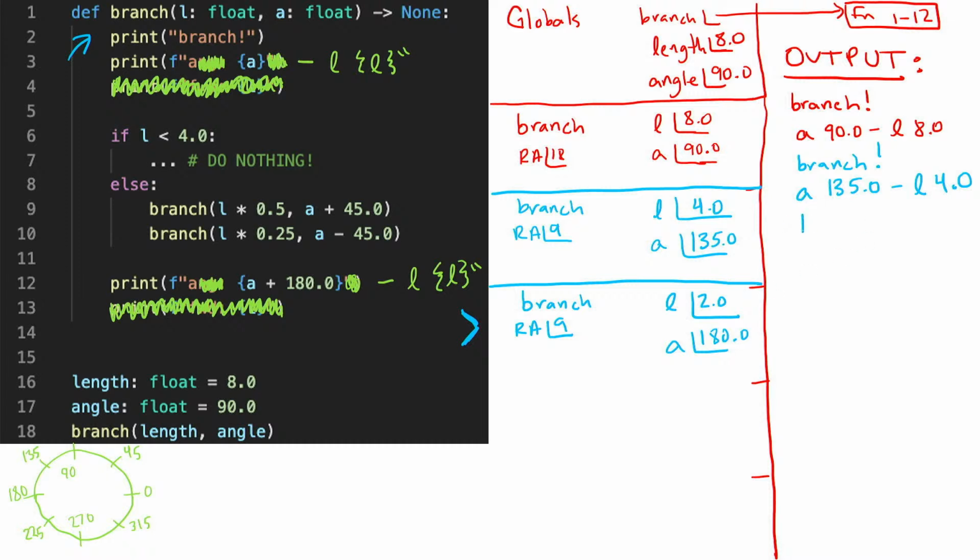We print branch again. A, in this case, is 180, and L is 2.0. All right, that's the second print line that happens. And here we finally, in this call, reach a base case. And in this base case, L less than 4, well, the current frame we're working in is the lowest on the stack that is yet to return. L is 2, so this is true. What do we do? We do nothing. We skip over the else branch, and we just print this output. So A is not 180, it's 180 plus 180, which is 360. And L is still 2.0, all right?